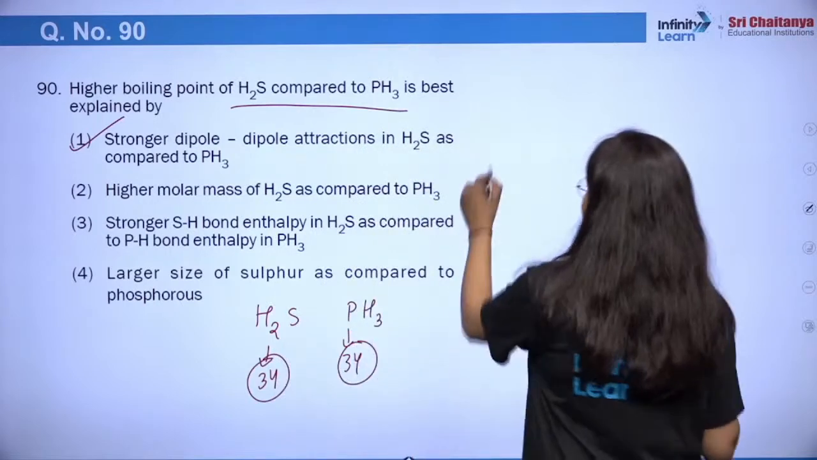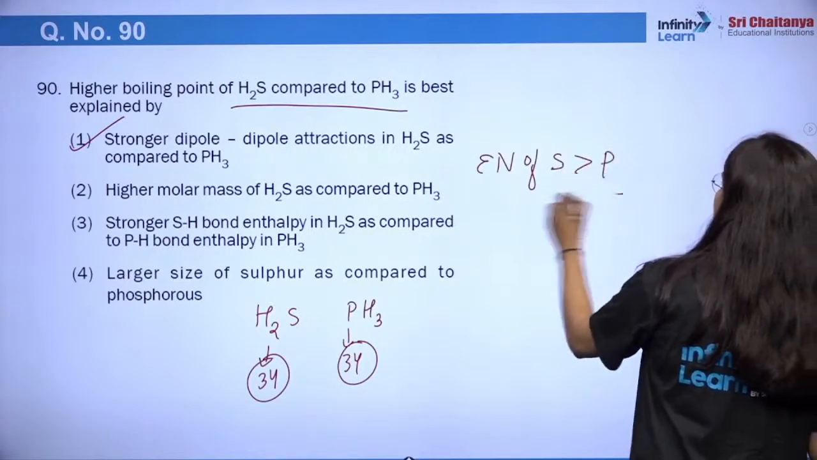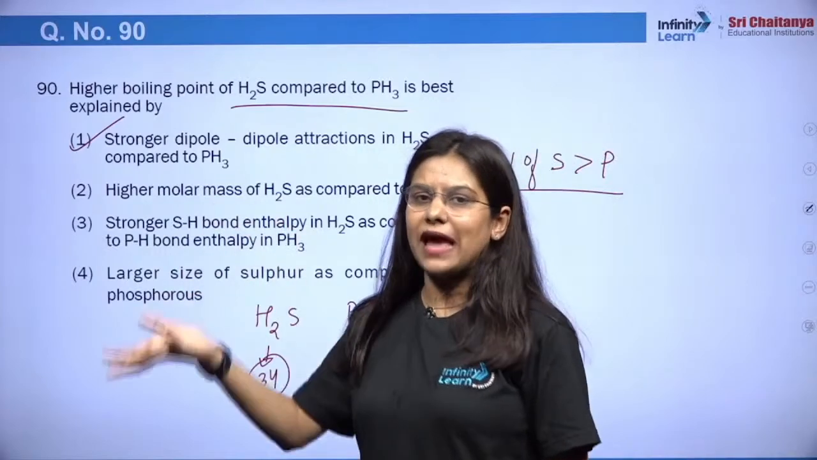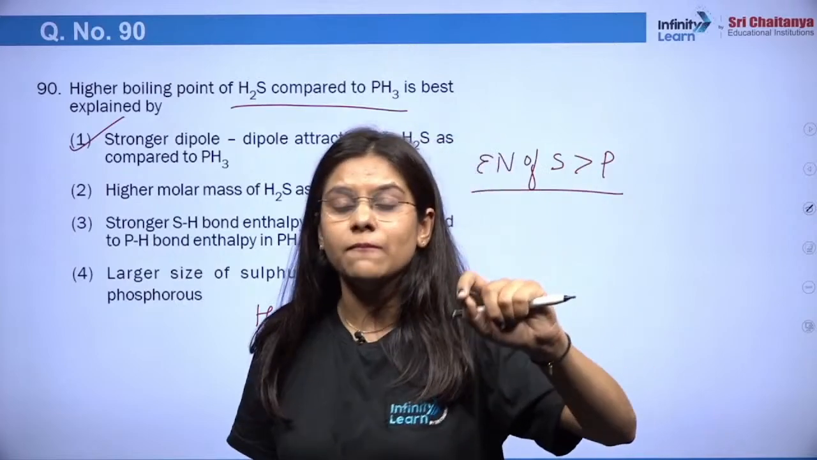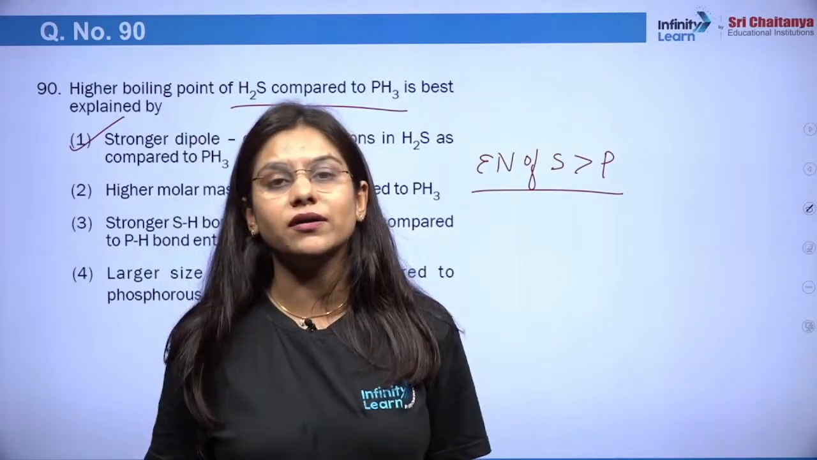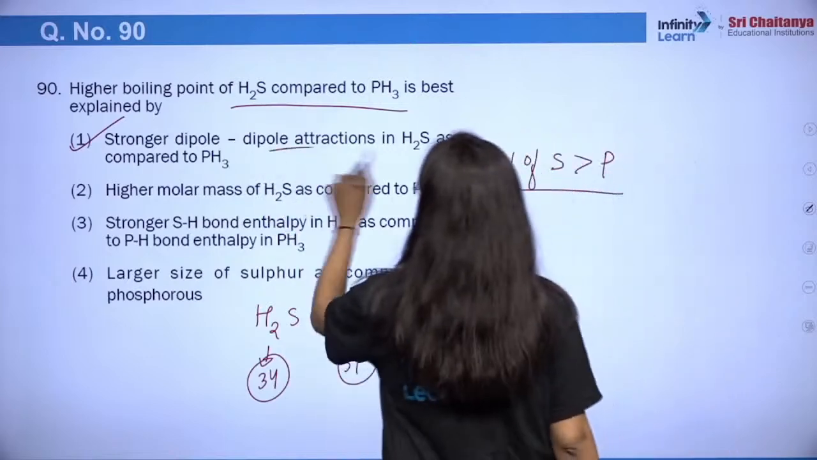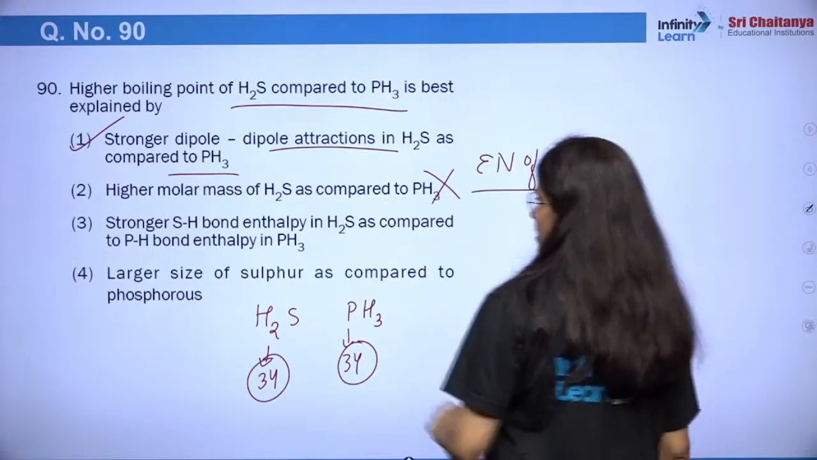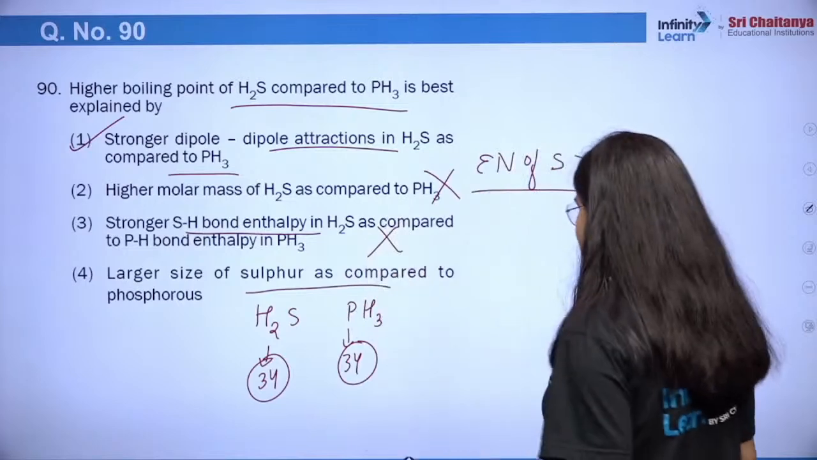Because the electronegativity of sulfur is more than the electronegativity of phosphorus. So even though they have the same type of dipole-dipole attraction, due to more electronegativity of sulfur, the dipole-dipole interaction in H2S will be stronger than that of PH3. So that is why my answer is strong dipole-dipole attraction. We can't say molar mass because molecular mass is same. Stronger S-H bond enthalpy, no. Larger size, no relation with the size.